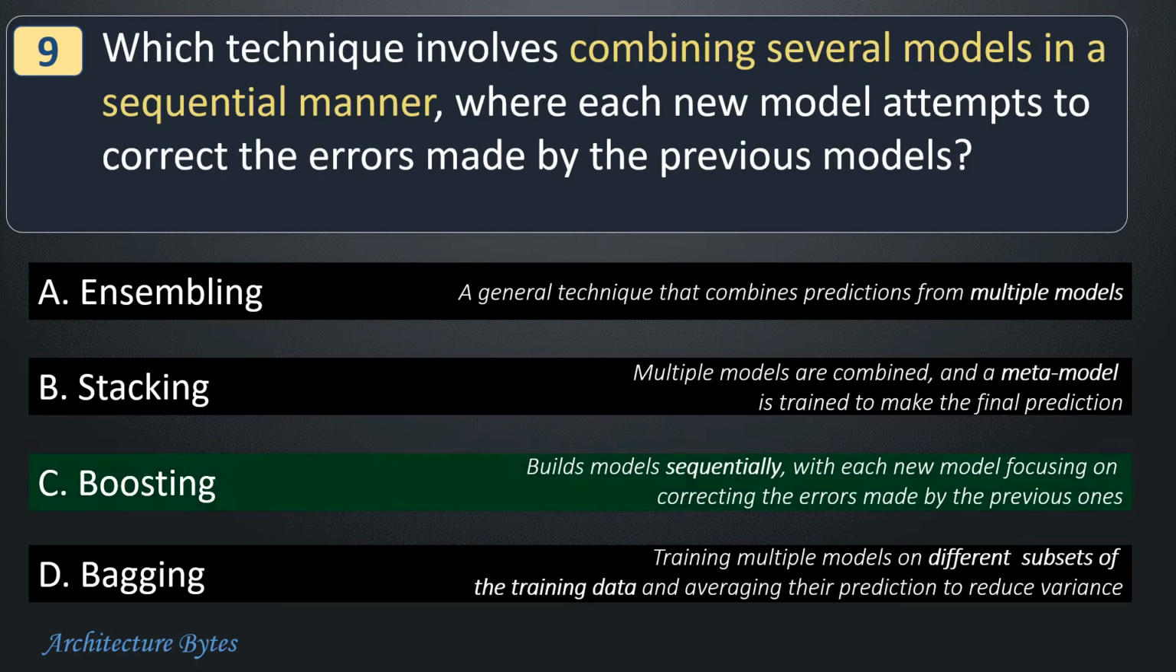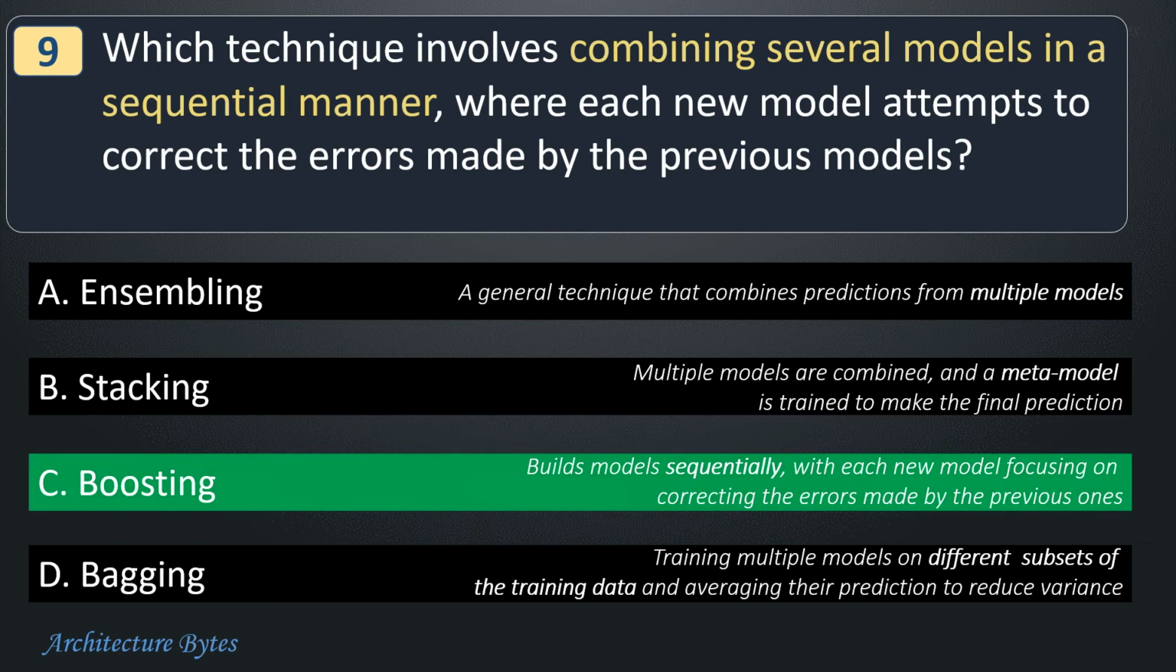Option C, boosting, is the right answer here. It's an ensemble technique that builds models sequentially, with each new model focusing on correcting the errors made by the previous ones, improving overall performance. Let's look at the other options.